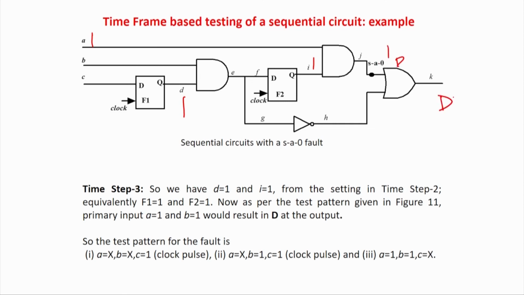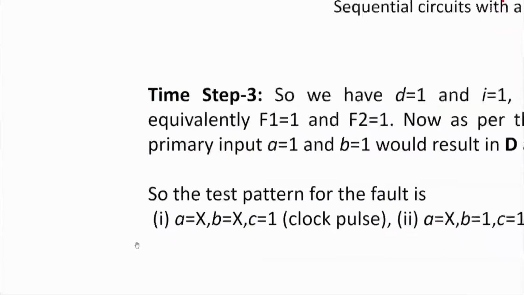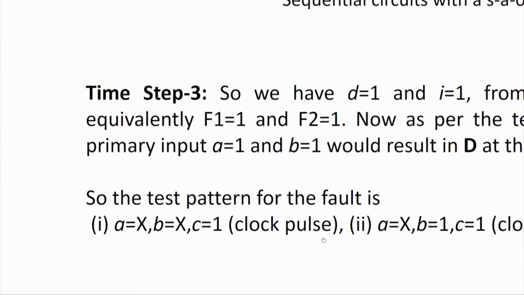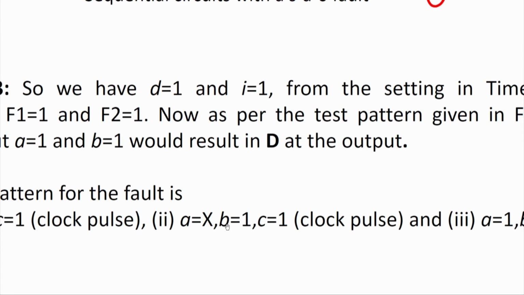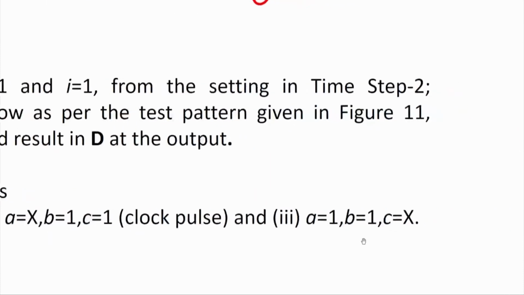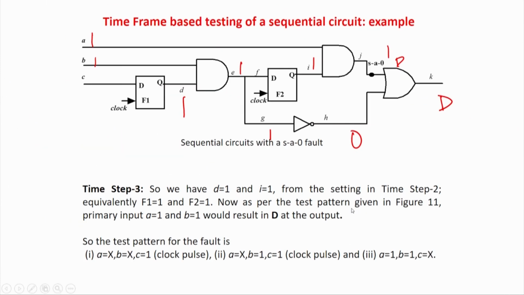Now, propagation we already know: D, this is 0, we already know that is a 1, so that has been done, and B also has to be a 1 because I require D to be 1. Now you look, there are 3 patterns which have to be applied. I am zooming it out, so that this is the final pattern which will test your circuit. The first pattern is AX, BX, C1; the second stage is AX, B1, C1 with a clock pulse; and this is the final one, A1, B1, C I don't require, and your circuit will be tested.